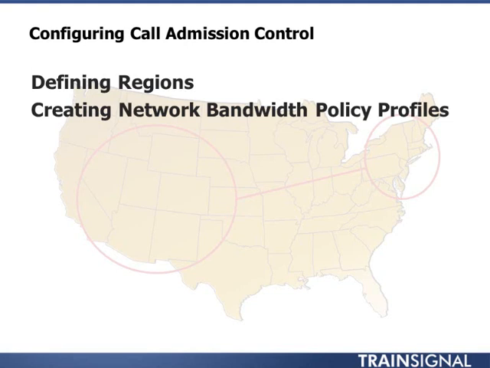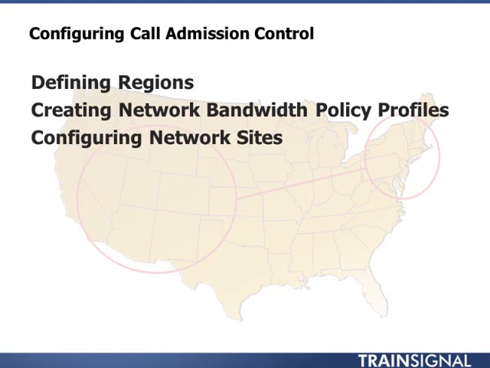And we can also apply a network bandwidth policy profile on the inter-region connectivity called an inter-region link. We'll see how to set these up in just a moment. With Microsoft Lync Server, we define Lync sites inside of our topology builder. And those are either central sites or branch sites.